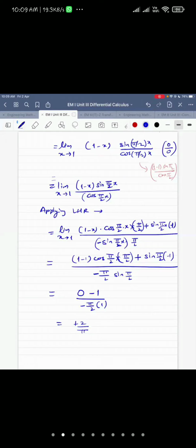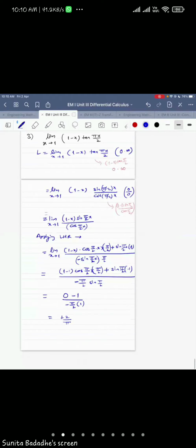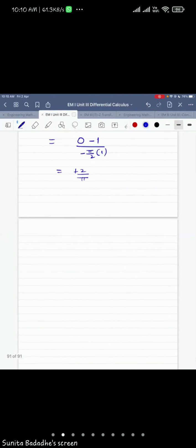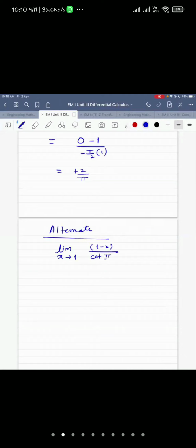So answer is, yeah, you can write it as 1 minus x upon cot, that way also you can simplify if you don't want to do it like this. The alternate way is, yes, that is also correct, no problem. The alternate way is you can write limit x tending to 1, 1 minus x upon cot pi by 2x. That is also allowed, no problem.